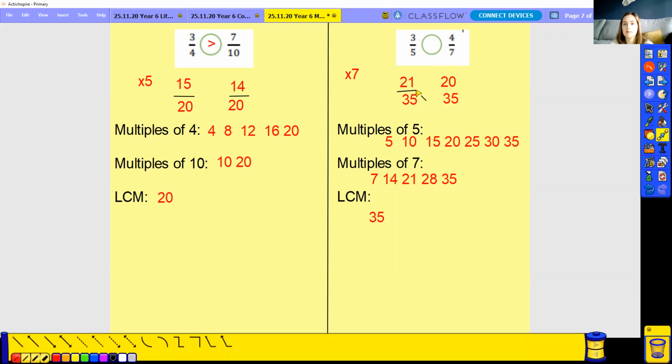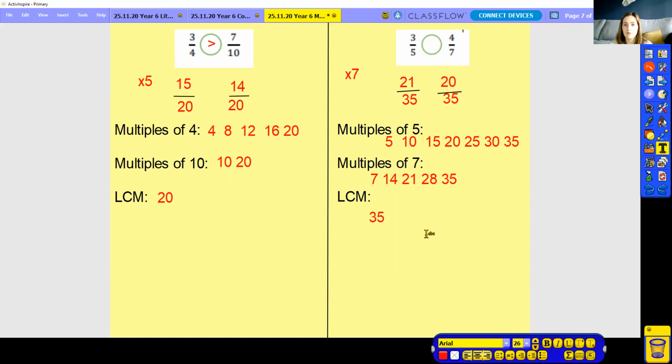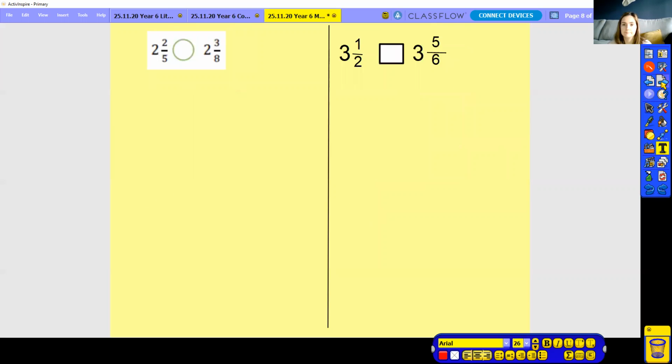Let's put our lines in, make them look properly. Ooh, a bit wobbly. Okay, so we've got 21 over 35 and 20 over 35. The largest one is 21 over 35, so we've got 3/5 is greater than 4/7.